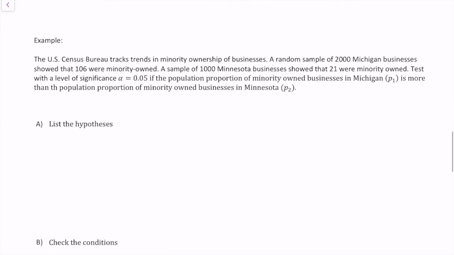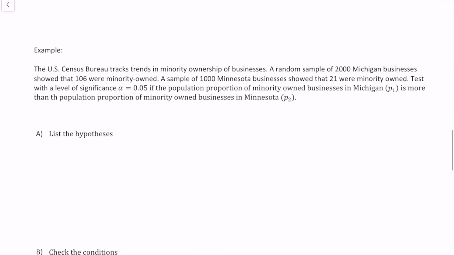All right. The U.S. Census Bureau tracks trends in minority ownership of businesses. A random sample of 2,000 Michigan businesses showed that 106 were minority owned. A sample of 1,000 Minnesota businesses showed that 21 were minority owned. Test with the level of significance, alpha equals 0.05, if the population proportion of minority-owned businesses in Michigan, P1, is more than the population proportion of minority-owned businesses in Minnesota, which is represented by P2.